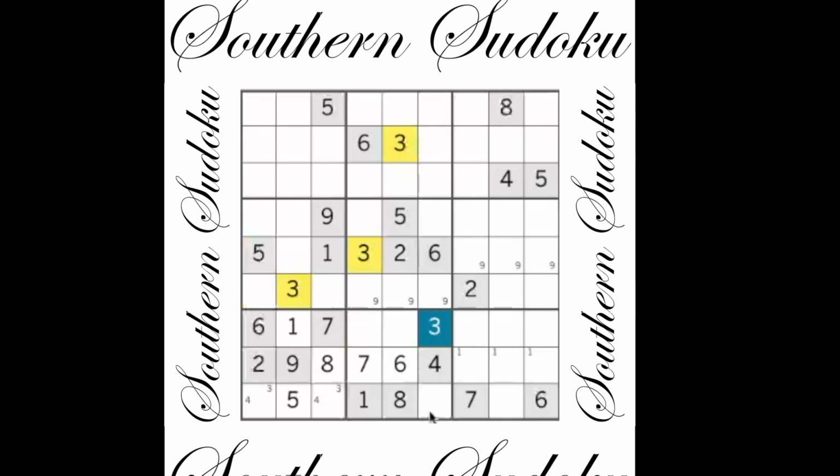Okay, let's talk about these 2 boxes. So we have 1 here. We need a 2. 2 has to be there or there. 3 and 4 won't be there. 5, 6, 7, 8. So these 2 will be a 2 or a 9.